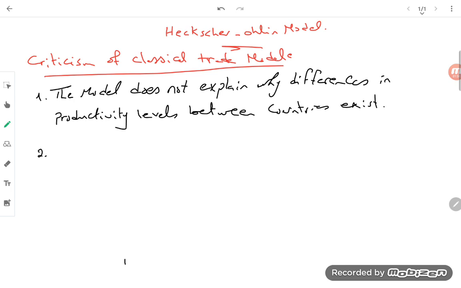Number two, the model is based on unrealistic assumptions, as the model assumes that there is complete specialization, but in real life there is no complete specialization. Each country is going to produce the two commodities, but will specialize in or produce more of one of them.